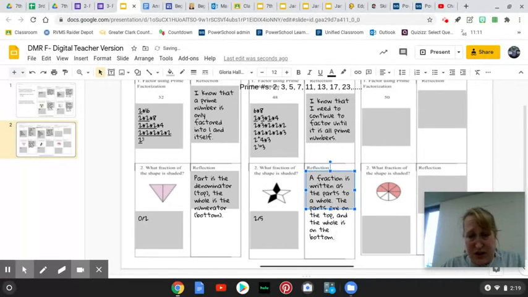Does your reflection have to be mine? No, but you have to have some way that you are describing that you understand what a fraction is. And that is the end of today's lesson.